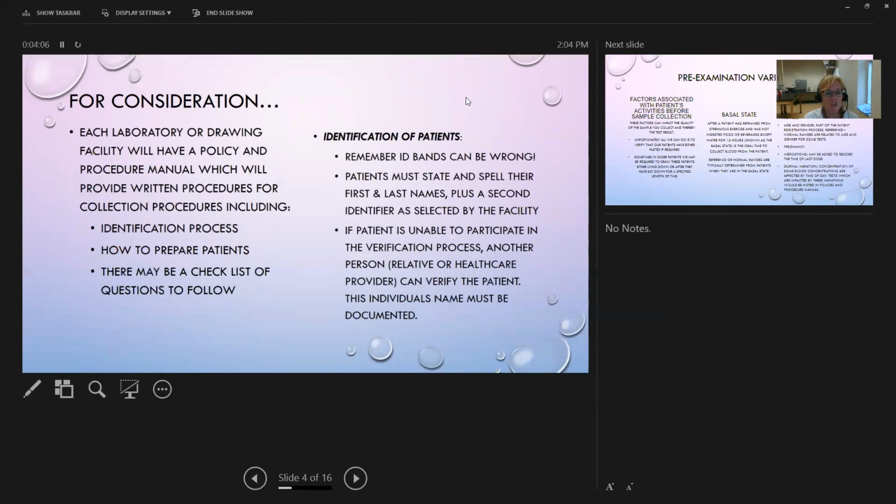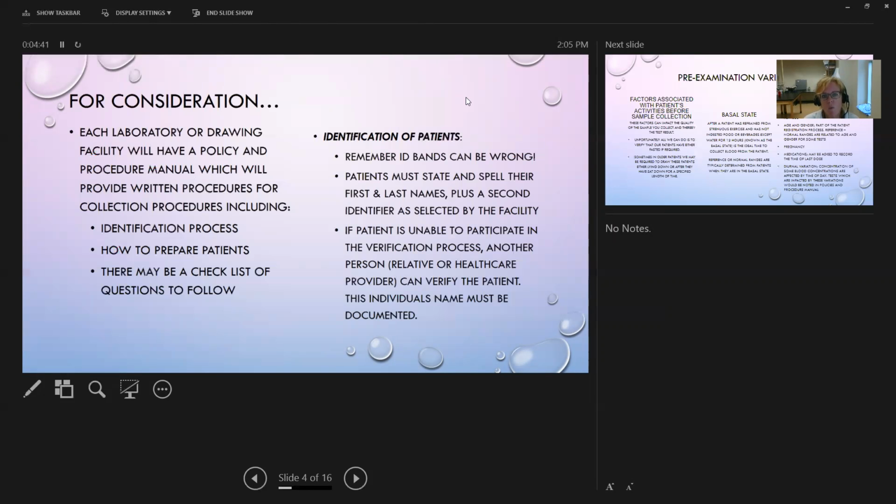So each laboratory has a policy and procedure manual which you should review. This contains written procedures for collection. So when we talk about identification, how to prepare the patients, there may be a specific checklist of questions to follow. So remember, the ID bands can be wrong. So if the patient states something that isn't the same as the ID band or not the same as your requisition, you need to go get someone else to help. If they're unable to verify their ID, you need to go get someone else, a relative or a healthcare provider, and then document that name.